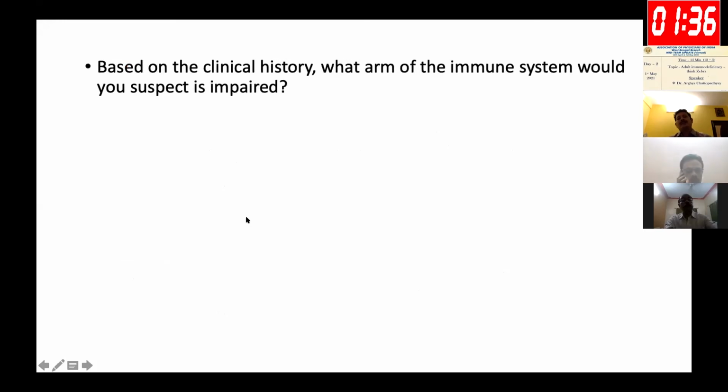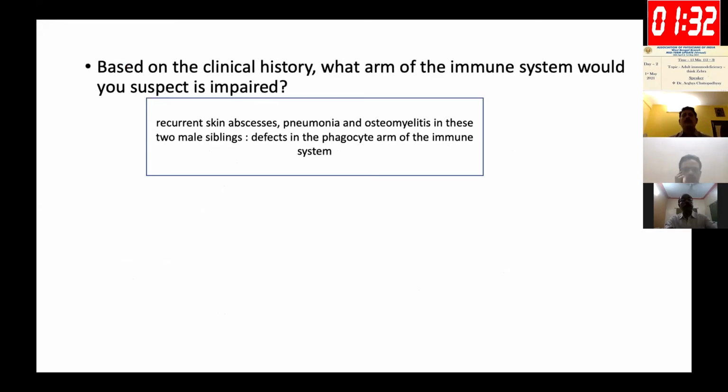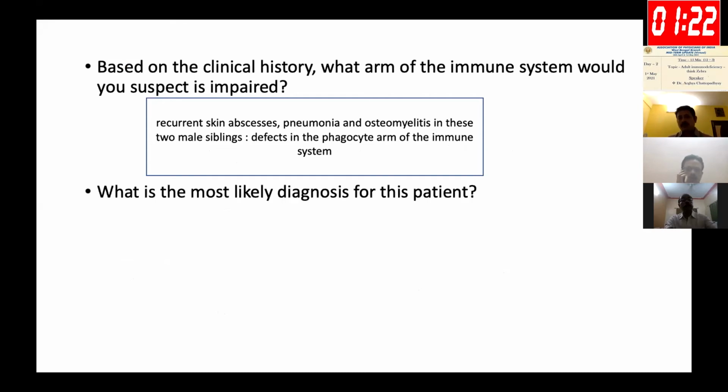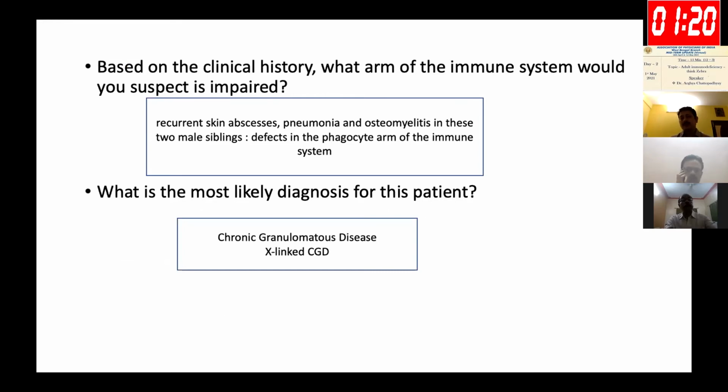Based on the clinical history, what arm of the immune system would you suspect impaired? If you have recurrent skin abscesses, pneumonia, osteomyelitis, and two male siblings, think of a defect in the phagocytic arm, and this is an X-linked inheritance. So, what is the most likely diagnosis? This is known as chronic granulomatous disease, based on the family history. It's an X-linked chronic granulomatous disease.